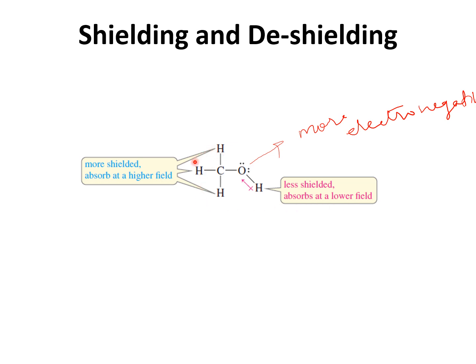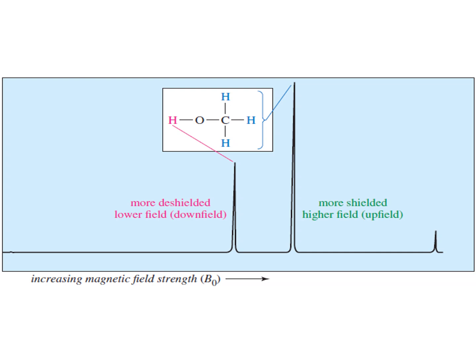We consider the remaining three protons which are attached to the carbon atom, they are more shielded. Why? Because carbon is less electronegative, so it cannot pull the whole electron density of three protons towards itself. That means these three protons are still more shielded, and hence we have to apply a higher magnetic field, so it absorbs at a higher field. So the protons attached to the carbon atom are shielded, and the proton attached to the oxygen atom is de-shielded. Now where do these shielded and de-shielded protons show signals or appear in NMR spectra?